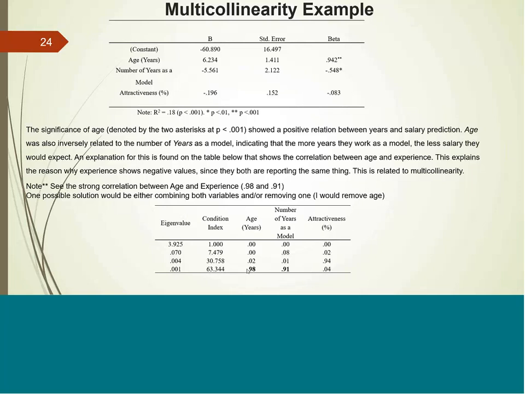So the recommendation is that perhaps you should remove one of those. I would remove age, because somebody may be older than another, but this other person may have more years of experience. So that's why when you run the assumptions and you find multicollinearity and you find an example like this, get rid of one of the variables and rerun the linear regression.